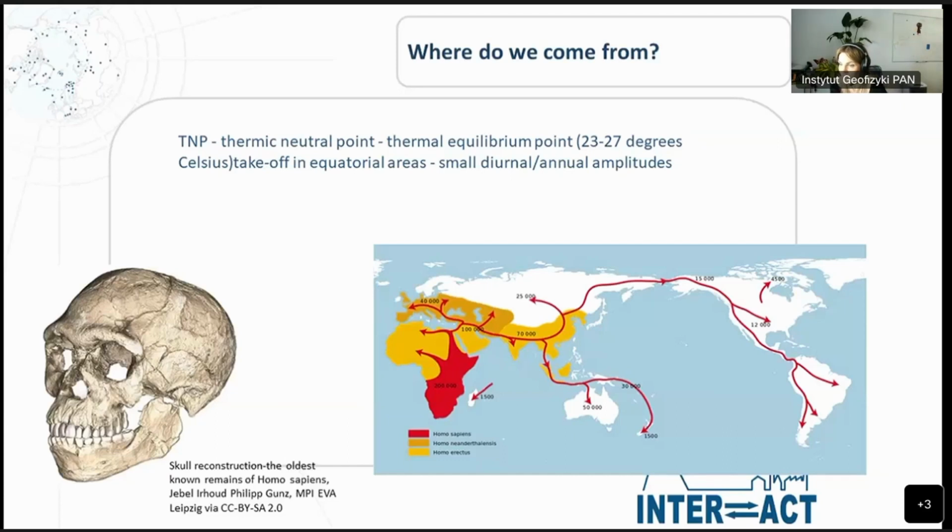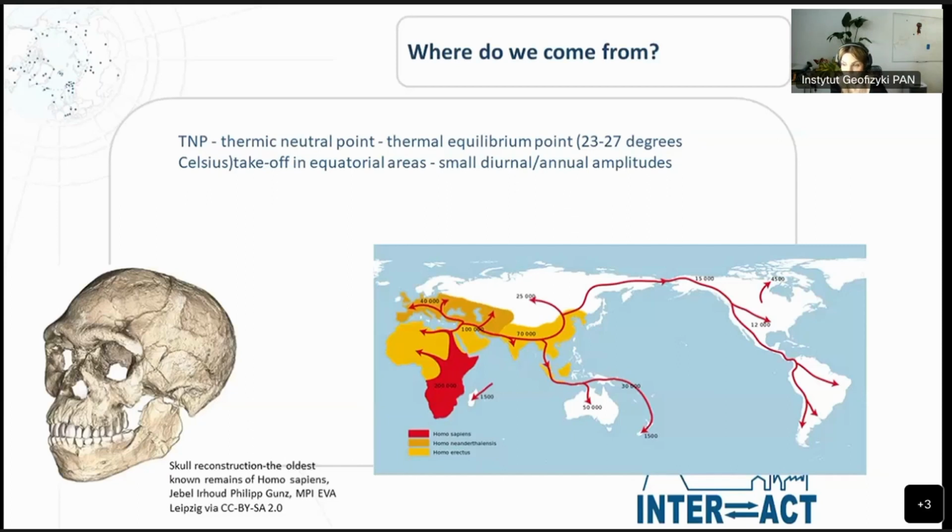But why did we have to move away, at least, or expand? There are several theories. Was it only a call for adventure? Maybe, but more likely it was climate change and the droughts there. So our ancestors were forced to leave this comfortable thermal neutral point because of the droughts.